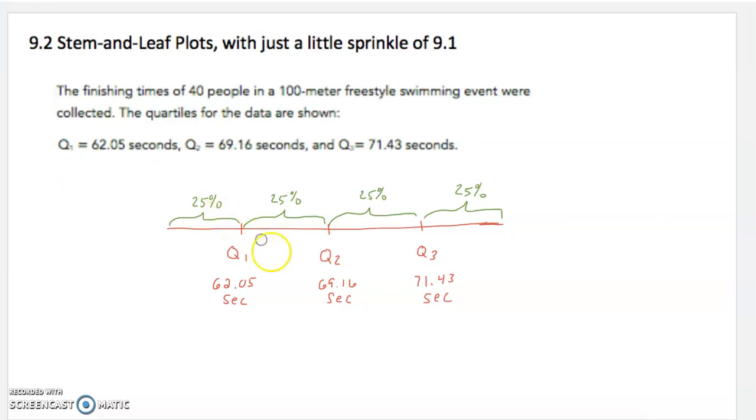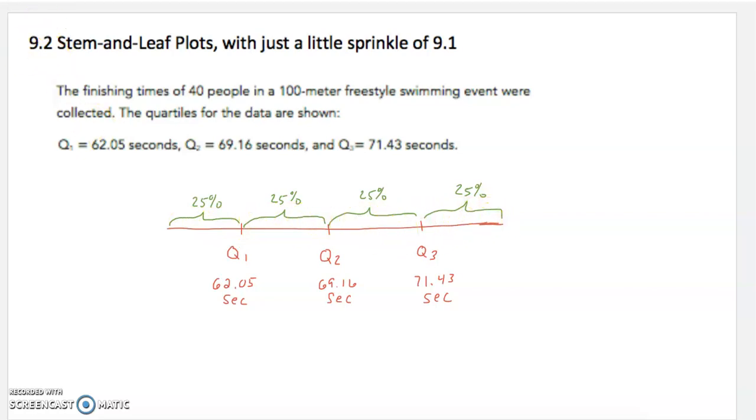So I wrote this down here. I have quartile 1 is 62.05, quartile 2 is 69.16, and quartile 3 is 71.43. Now remember, when we take these three quartiles, it breaks up this data into 4 equal groups. And each group represents 25% of the data.